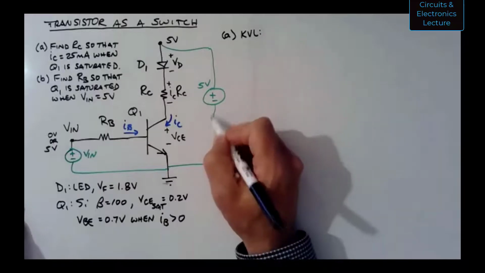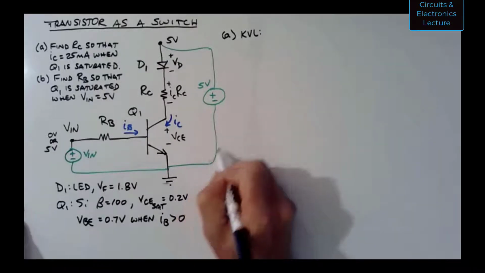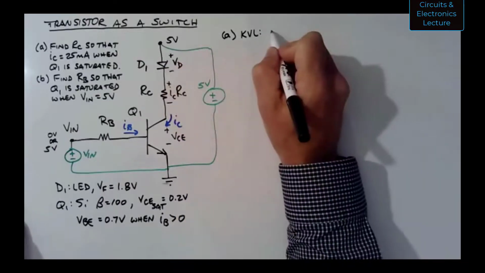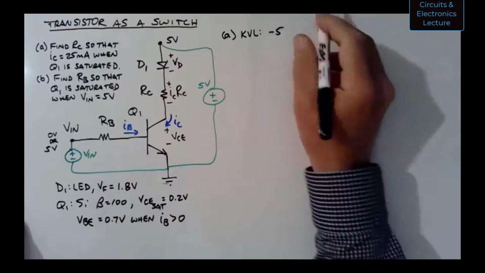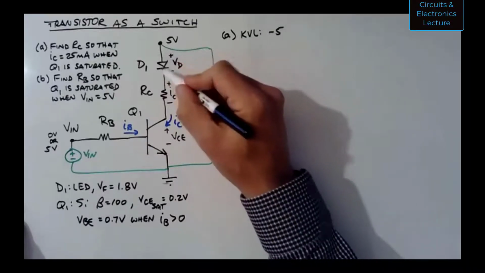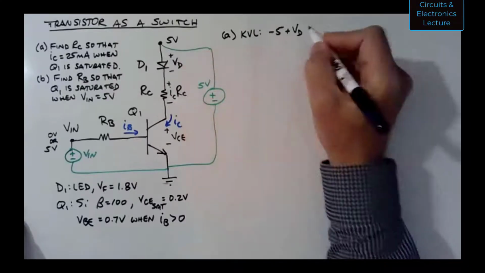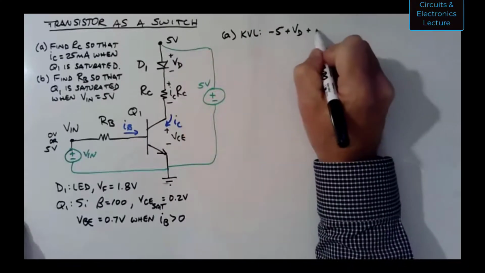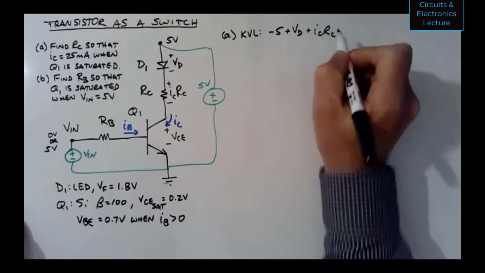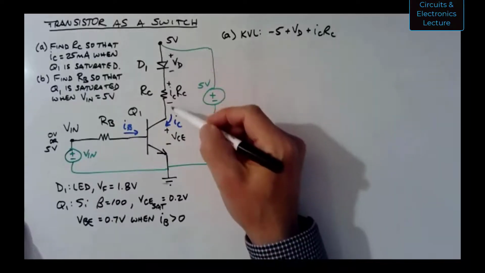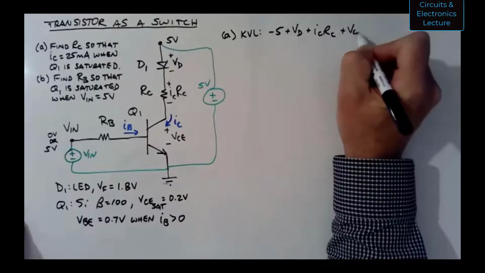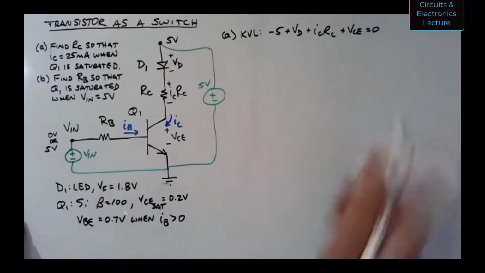So if I write this KVL, let's start down here and go around counterclockwise. I would say -5 plus VD plus ICRC plus VCE equals 0.